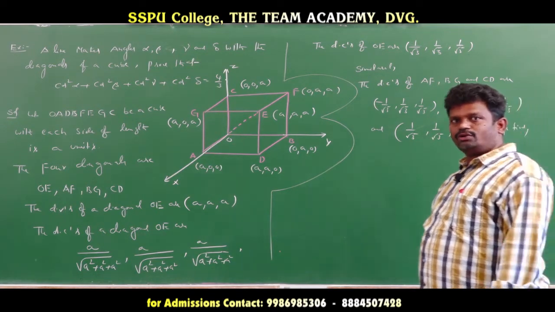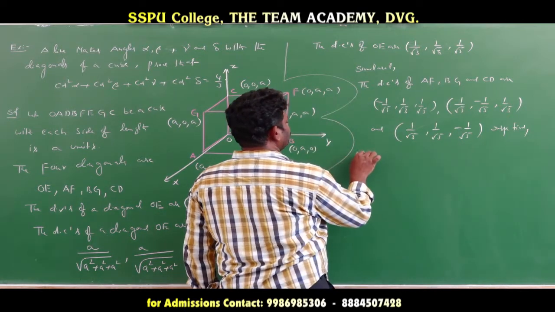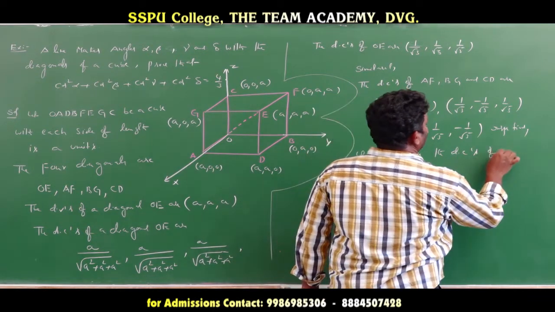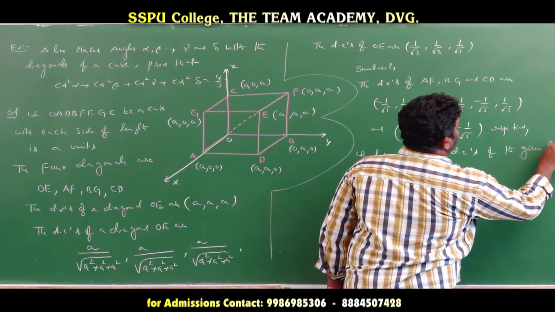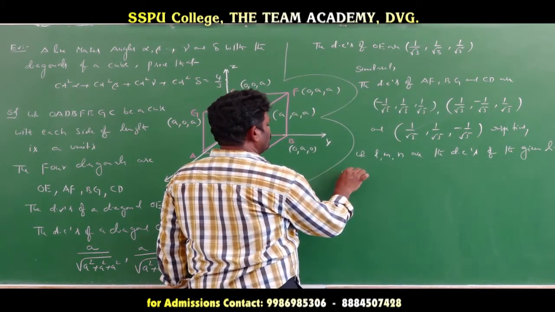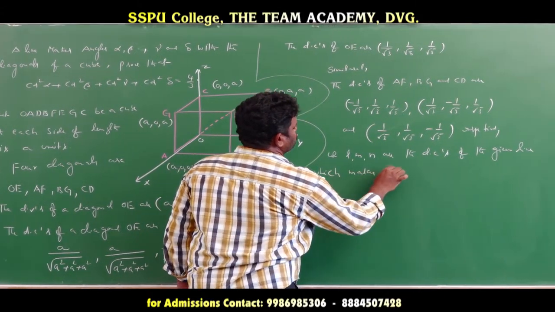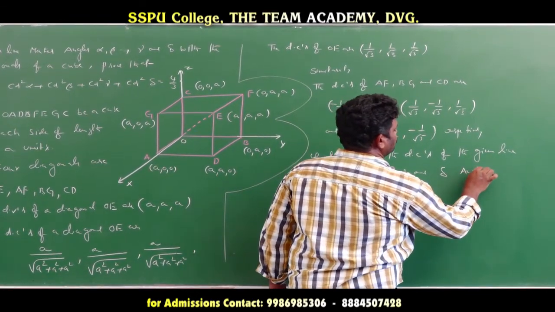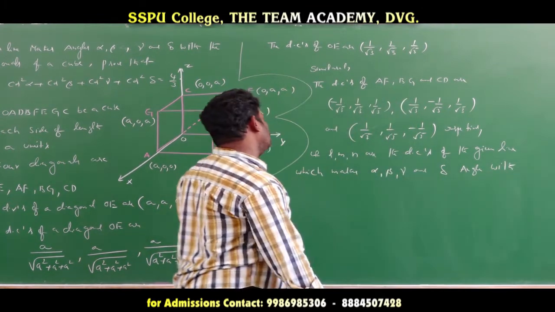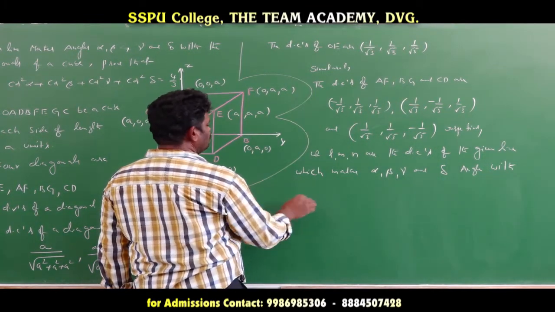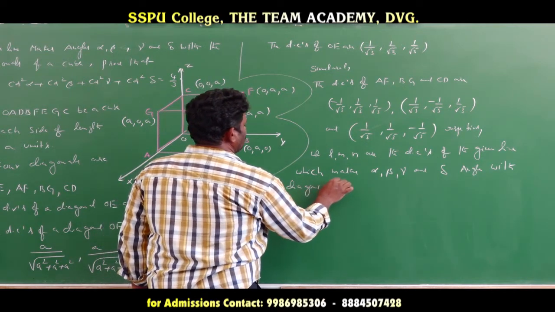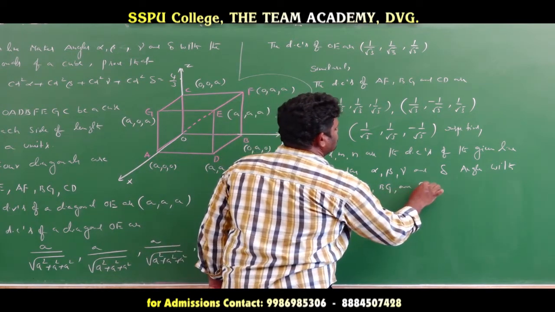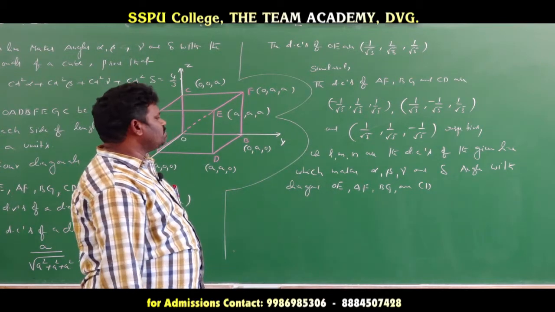Now what we find out here: let l, m, n be the direction cosines of the given line which makes angles alpha, beta, gamma and delta with the 4 diagonals OE, AF, BG and CD.